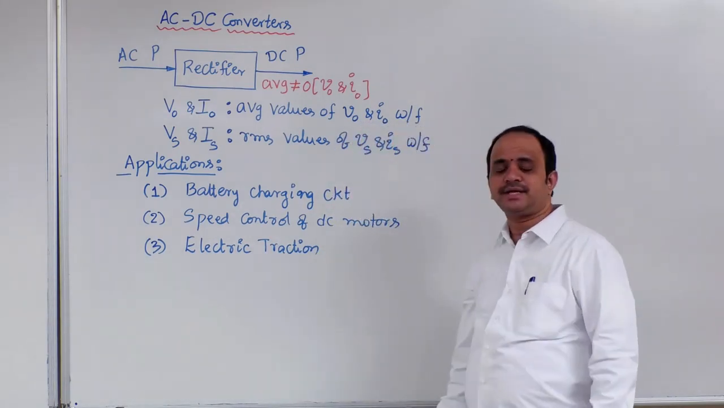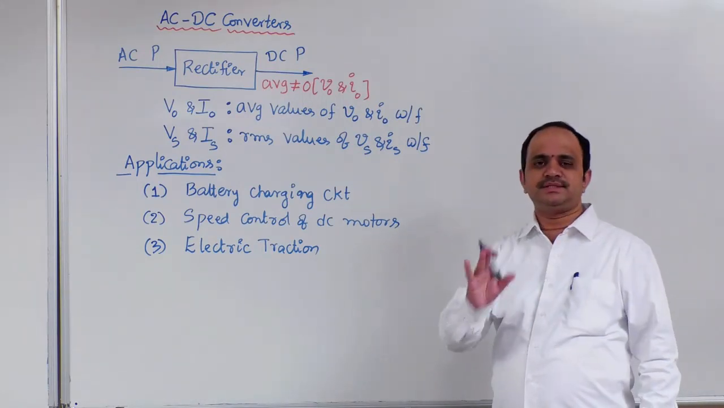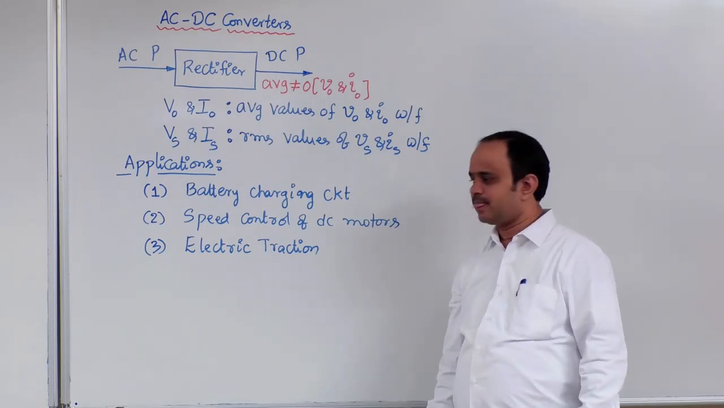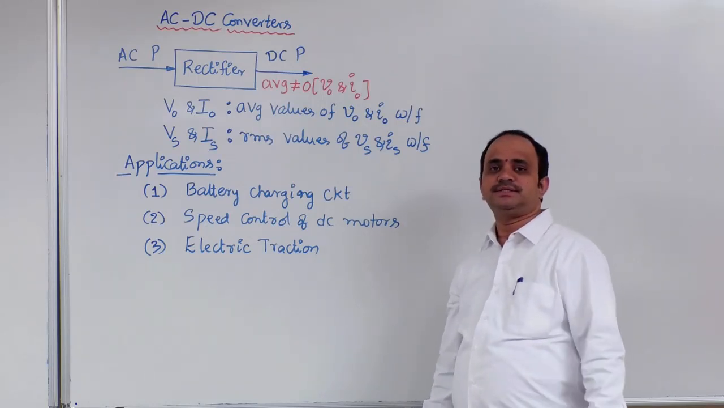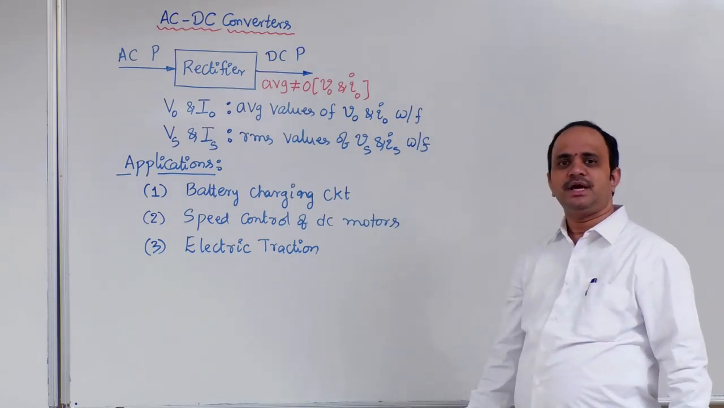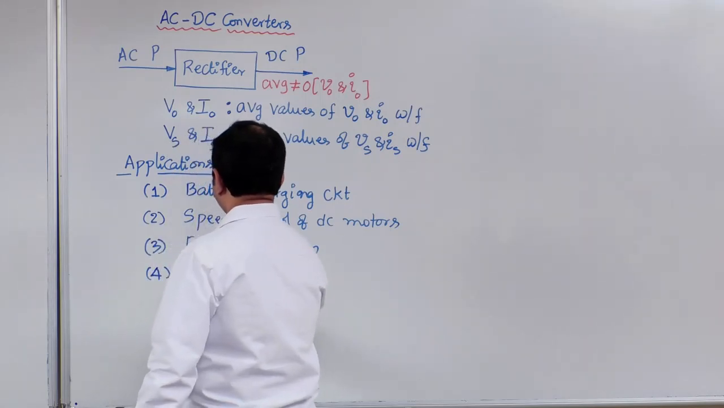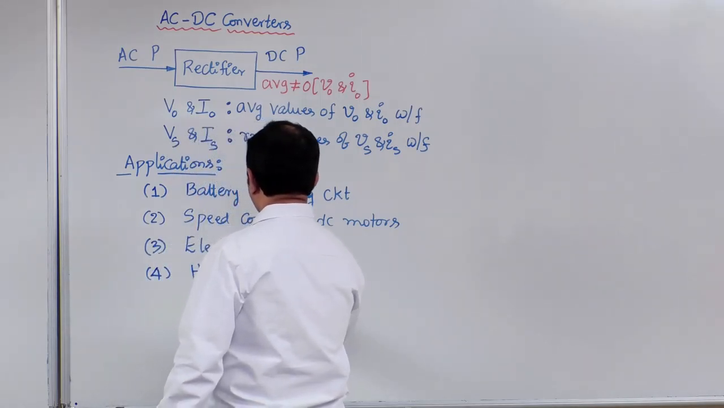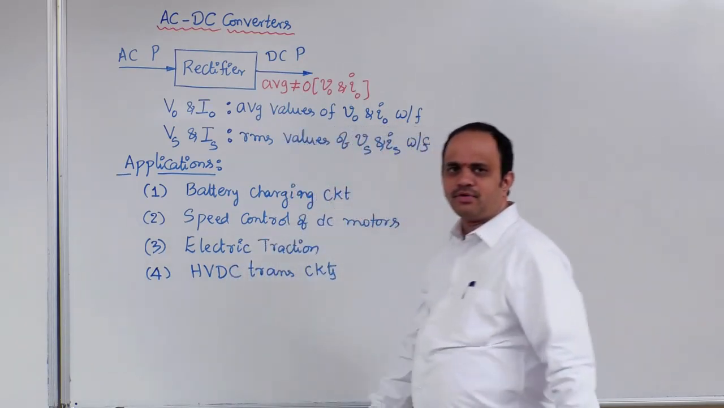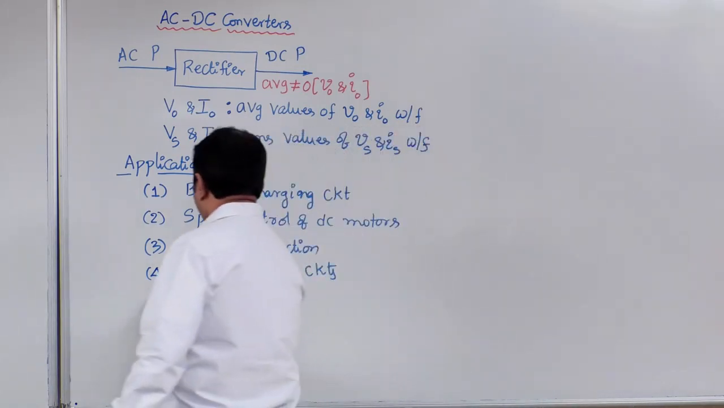Because in electric traction, if you consider a mainline system, the source voltage is a single phase 25 kV AC system, isn't it? And the popular motor is the DC series motor. In such cases, the rectifier plays an important role. Next, the fourth application is HVDC transmission circuits.